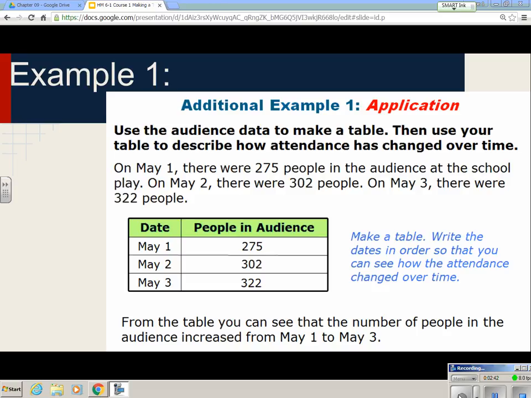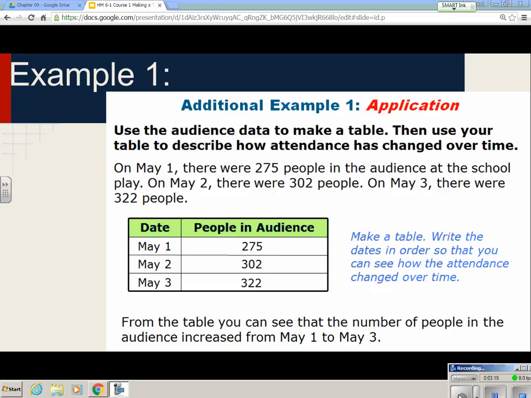So let's say we had an application where the direction said use the audience data here to make a table. Then you're going to use that table to describe what you notice. This first question says on May 1st, we had 275 people in the audience at the school play. May 2nd, 302 people, and May 3rd, 322. The directions were to make a table. So really what you want to do when making a table is put together the information you have and make sure that they line up in order of what information was given.